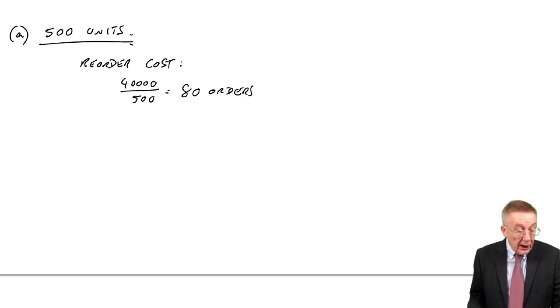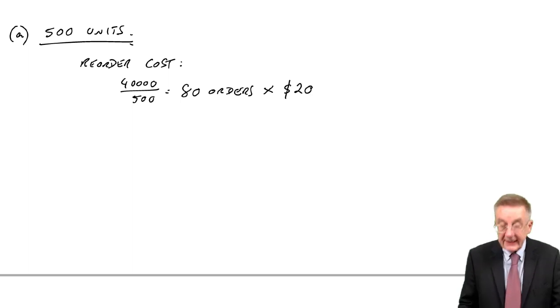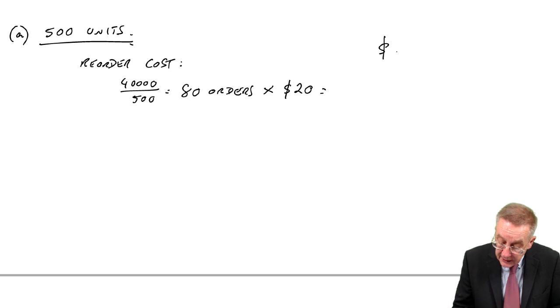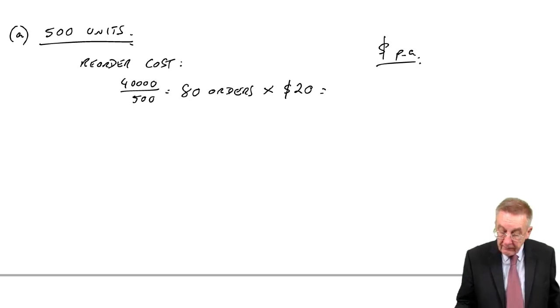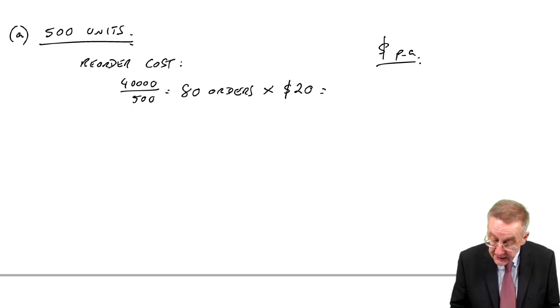And since each order costs us $20, delivery charges, admin charges, over a year per annum, 80 orders at $20 comes to $1,600.